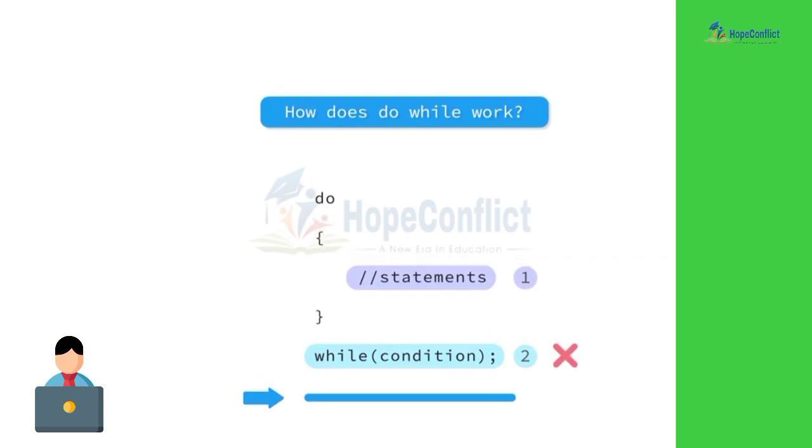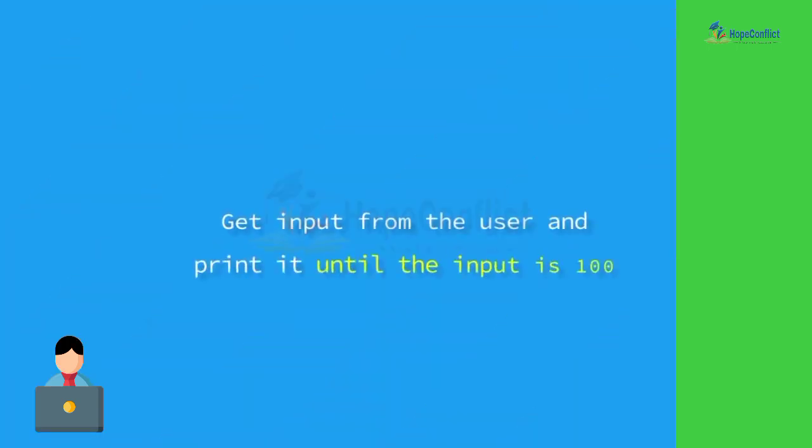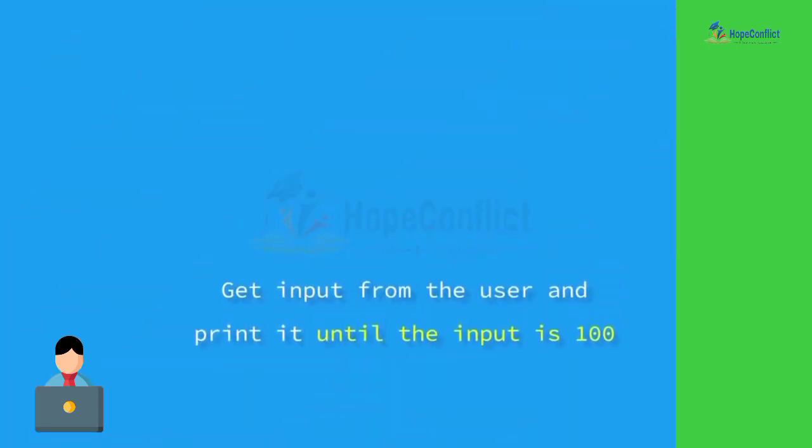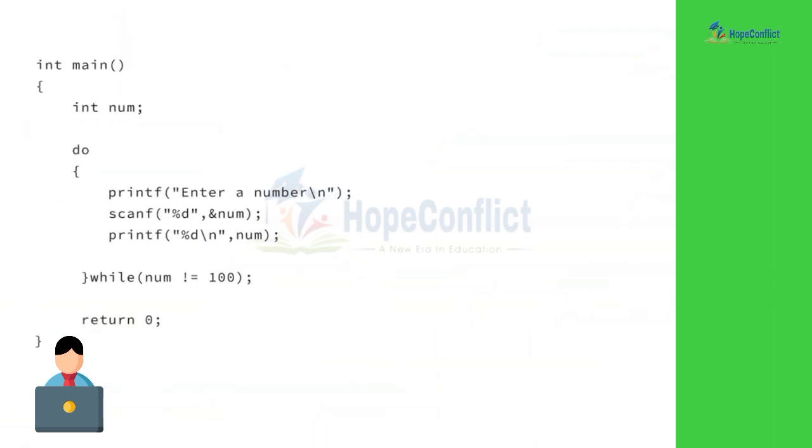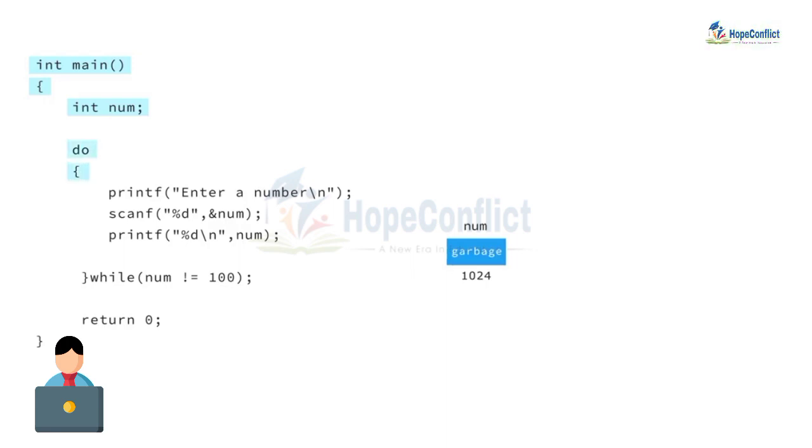Now let us see a simple C program which gets an input from the user and prints it until the input is 100. So we have the main function and an integer variable num is created. And then we have our do-while loop here. And in each iteration it reads the input, stores it to num and prints it and then checks if it is not equal to 100.